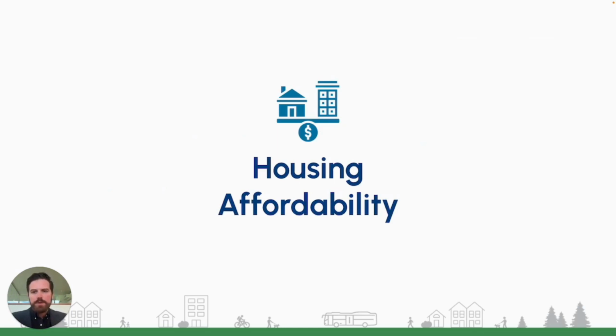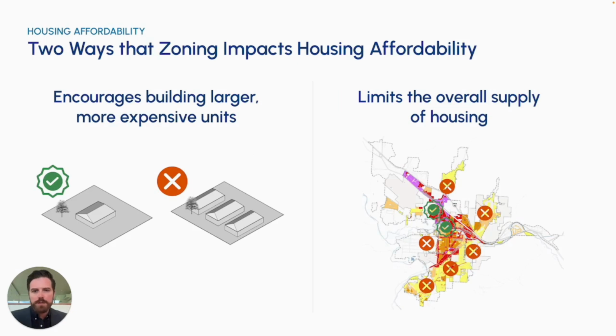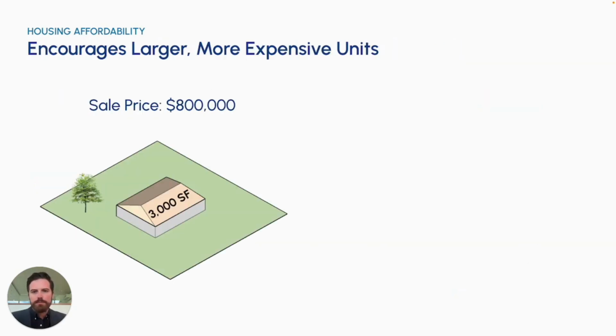So let's first start with housing affordability. Land use regulations impact housing affordability in 2 ways. It is important to understand these 2 separate processes to paint a complete picture of the inequities that can be caused by land use regulations. The first way that land use regulations impact housing affordability is by encouraging builders to build larger homes, and larger homes are almost always more expensive homes.